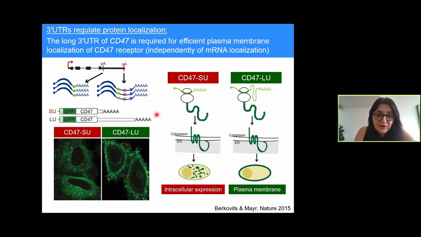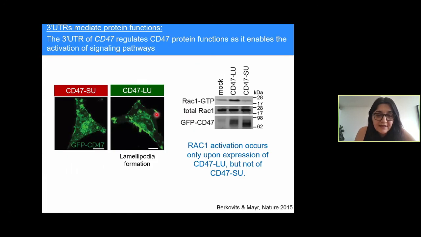When we then transfected these constructs into a different cell type, we observed that the morphology of the cells changed. In the case of CD47LU, we saw lamellipodia formation, whereas in the case of CD47SU, we did not see that. Lamellipodia formation is a sign of active RAC. So then we looked, do these cells actually have a difference in active RAC? You can see total RAC in these cells is the same, but in the cells where we transfected in CD47LU, you see that they have much more active RAC.